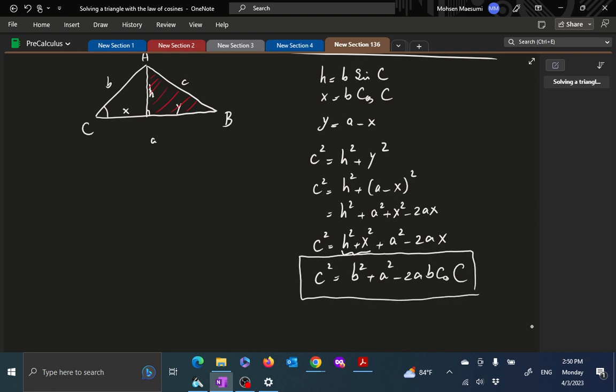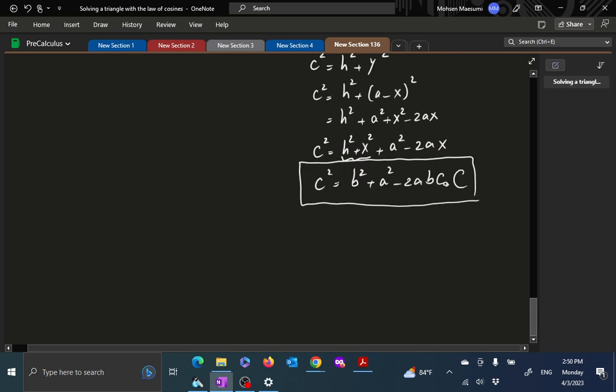So what did we do? For the law of cosines, I applied the Pythagorean theorem once to this triangle, the second time to this triangle. Out came the law of cosines.